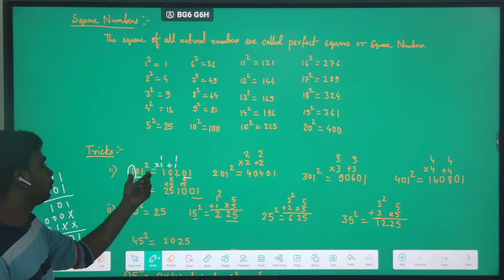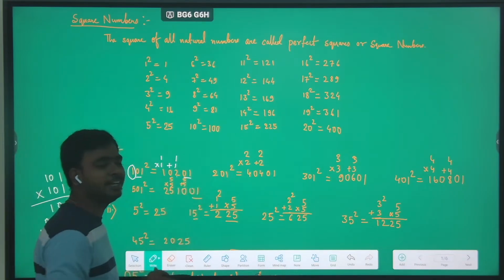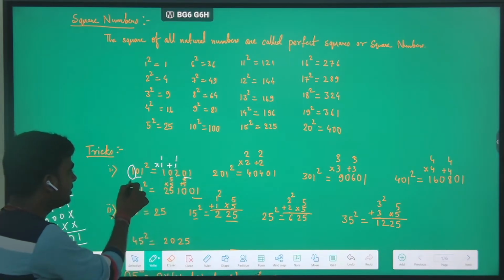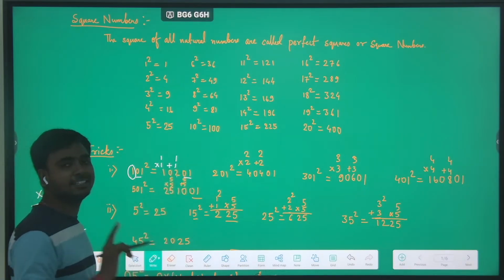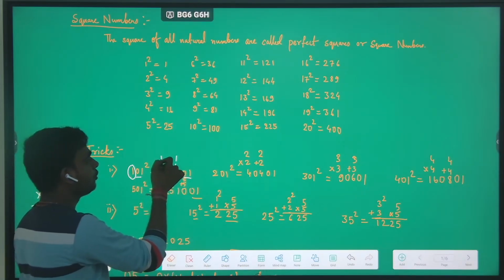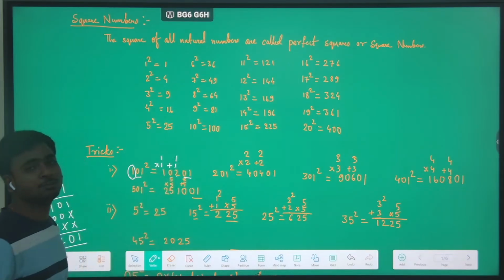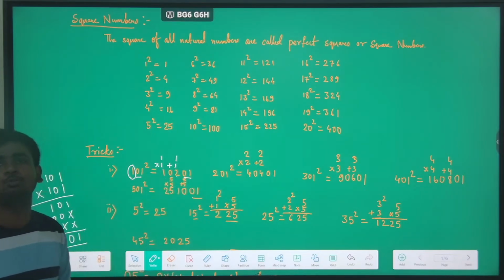Okay, this is the trick. To find the square of 101, we write 01 as it is. After that, we add 1 two times and get 2. After that, we write a 0. And after that, we multiply this 1 two times: 1 into 1 is 1. So 101 whole square will be 10201.